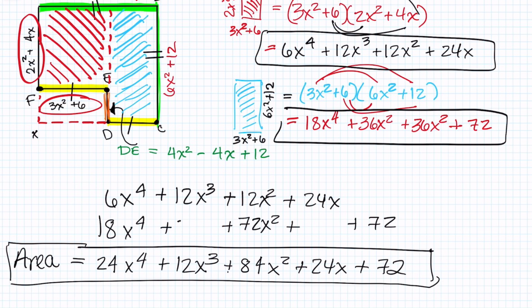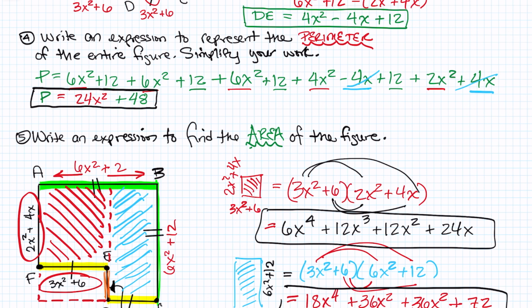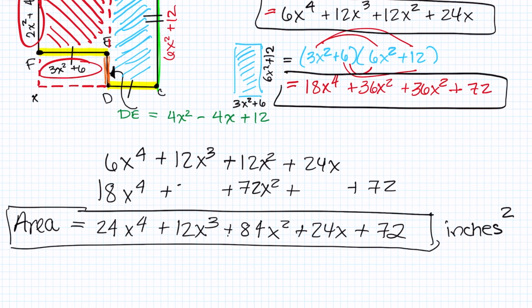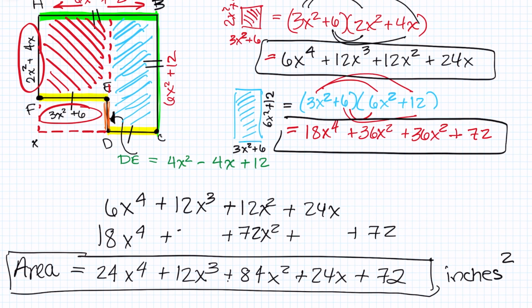Whew. And remember, if you were given units, like inches or something like that, it would be square inches would be your units of measurement for the area, and it would just be regular inches, not squared, for the perimeter, because that would just be linear and not area.